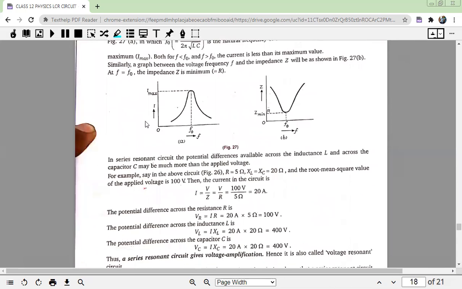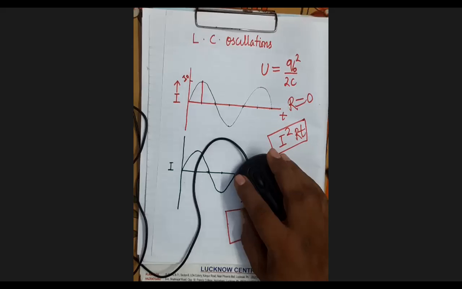Now, if we draw the graph of I versus f, you will find that it will be like this. It will be maximum. You can see here, I am showing you. What is f? f is the frequency of the applied AC voltage. It's clear. And here, this is f naught. f naught is the natural frequency of the LCR circuit.